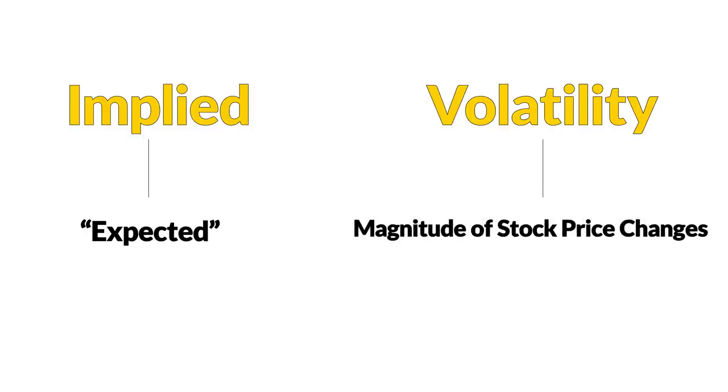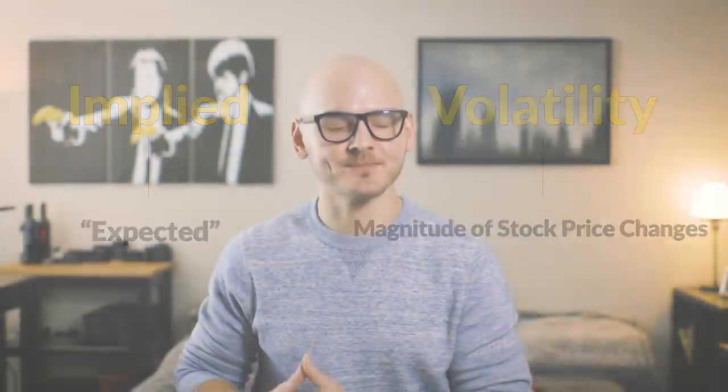The first step in understanding option prices was talking about intrinsic value and extrinsic value, but now we need to talk about implied volatility. So do not be intimidated by the words implied volatility. If we use different words to swap out implied and volatility, we would get expected magnitude of stock price fluctuations. So we could swap out implied for expected, and we could swap out volatility for magnitude of stock price fluctuations or changes. So implied volatility is essentially the market's expected magnitude of a stock's price changes in the future.